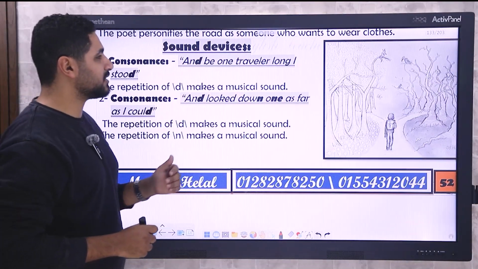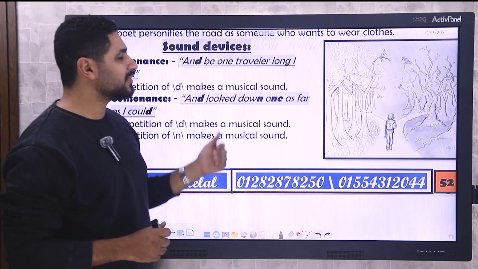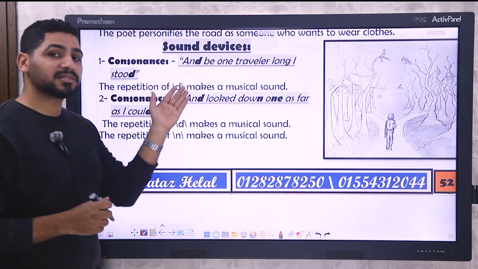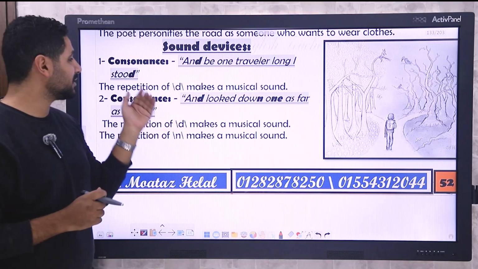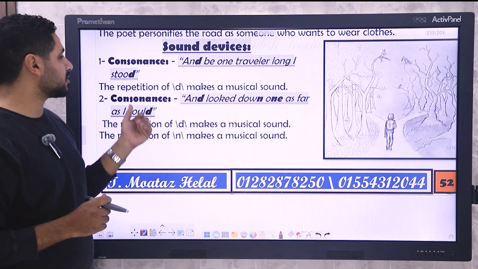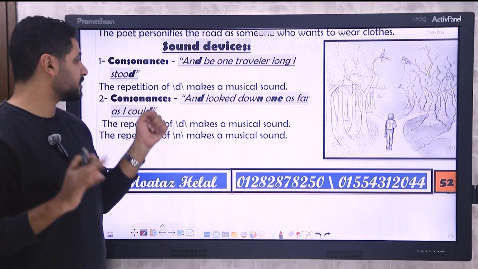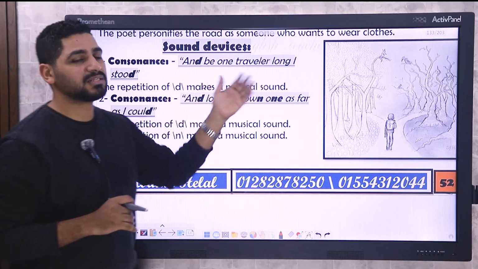As you can see in this line, and be one traveler, long I stood, both words, and and stood, end with the d sound, and this is what we call a consonance, because it comes at the end. The alliteration is at the beginning, the consonance is at the end. The repetition of d makes a musical sound.